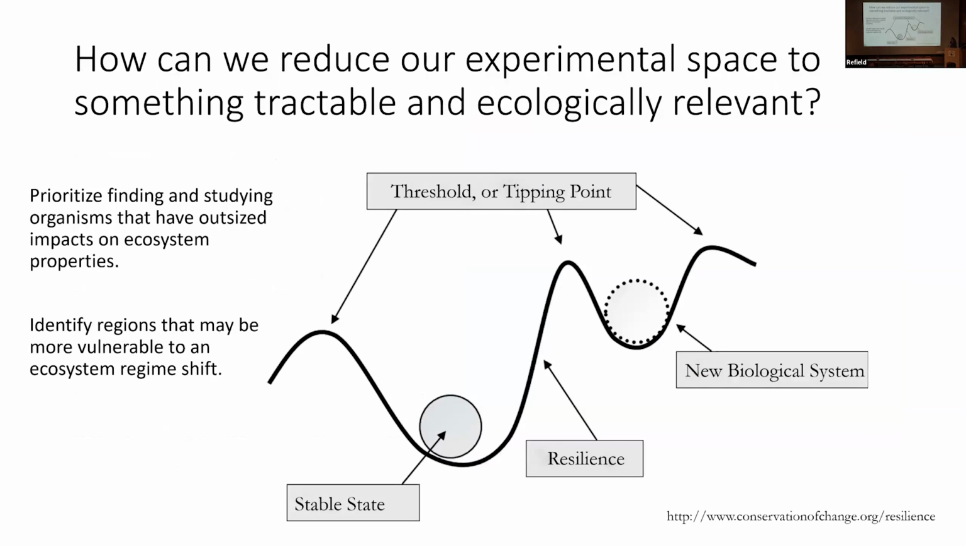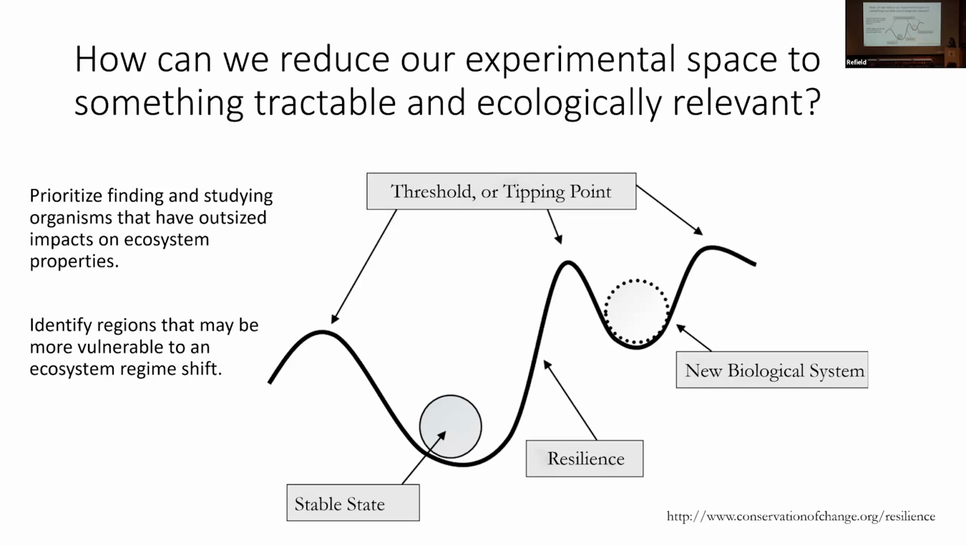All right, just bringing us back to the ball and cup model. Basically, how can we reduce our experimental space? How can we figure out how to do tractable and ecologically relevant studies? I think that some of this may lie in trying to identify keystone microbes and prioritize studying them and their impacts on the ecosystem.